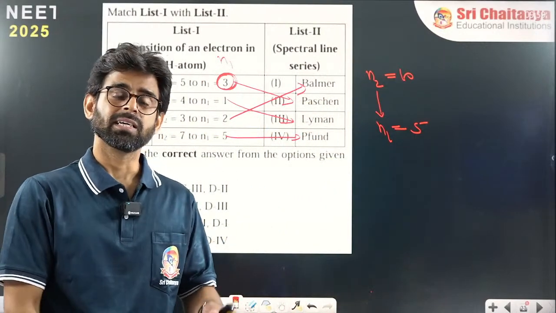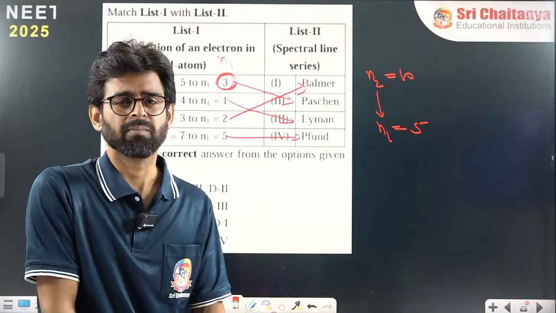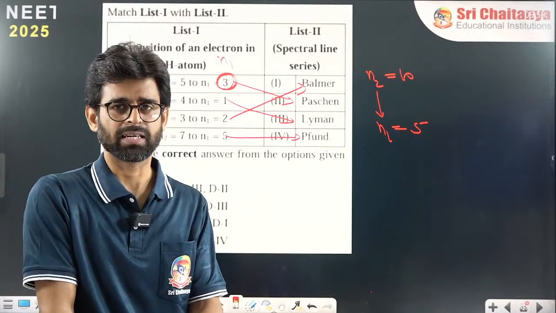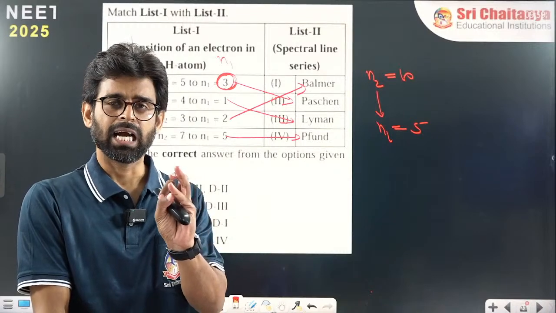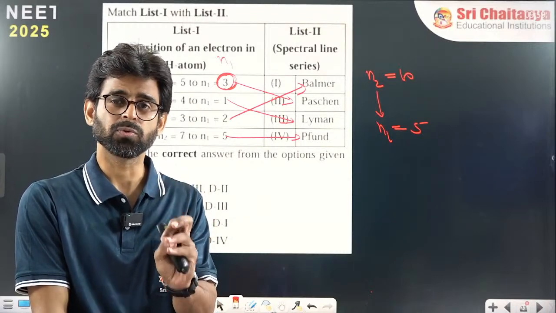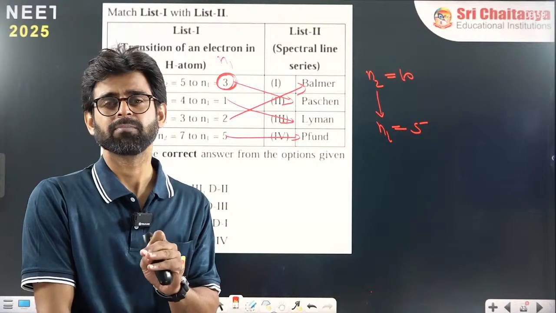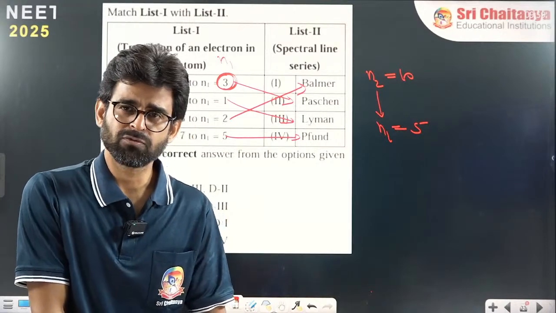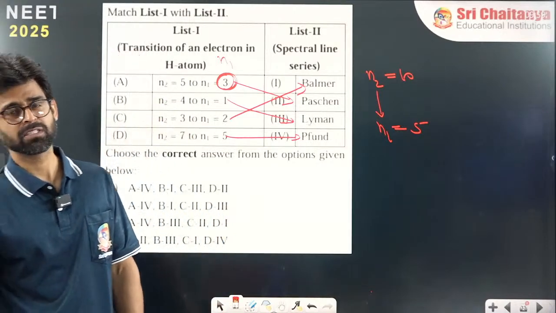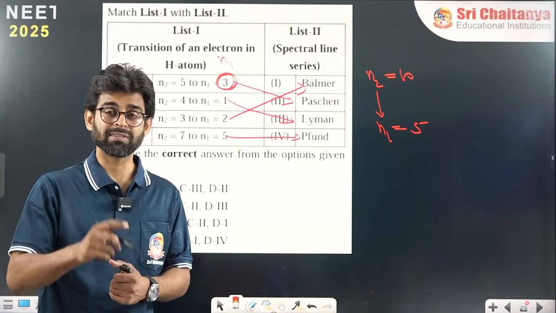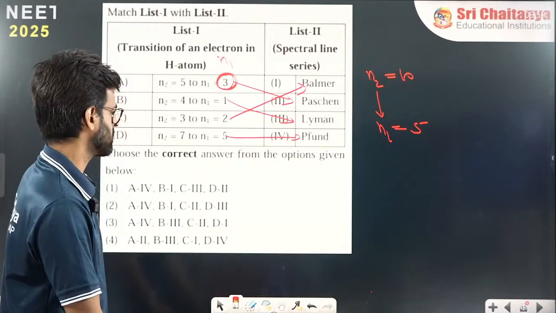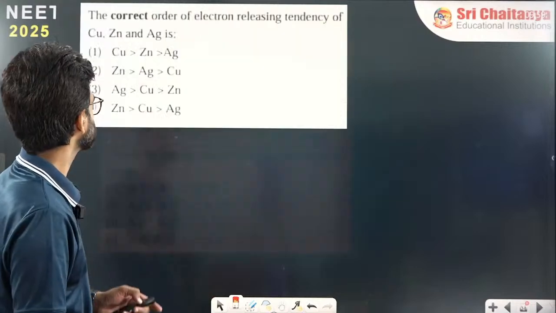And after Pfund, if n1 is 6, it is Humphrey. But that is not in the NEET syllabus. Up to 5 is fine. I am saying once again, n1 is 1, Lyman series; n1 is 2, Balmer series; n1 is 3, Paschen series; n1 is 4, Brackett series; n1 is 5, Pfund; and n1 is 6 means Humphrey, which is not so much required, right? Okay, easy.